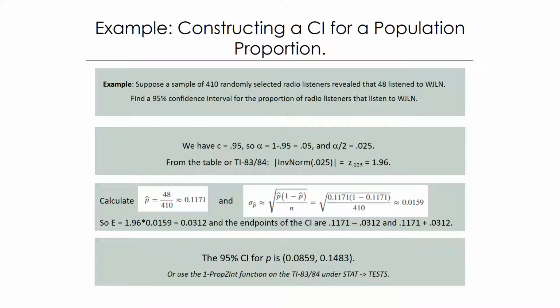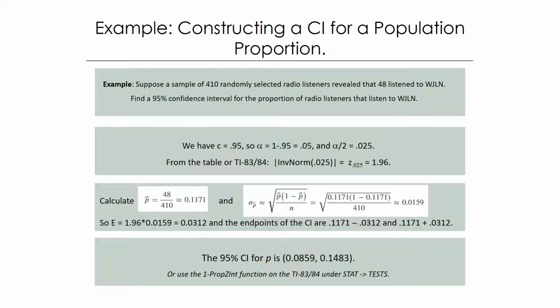We calculate p hat, 48 out of 410, or 48 divided by 410, which gives us a decimal rounded of 0.1171. So then the standard deviation, sigma sub p hat, is the big square root of 0.1171 times 1 minus 0.1171 divided by 410. And that should come out to approximately 0.0159. So E, the margin of error, is 1.96, the critical value, times 0.0159, the standard deviation, which comes to 0.0312.